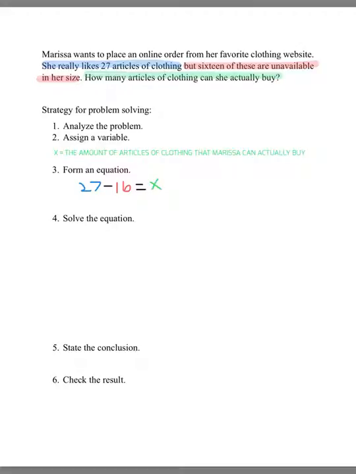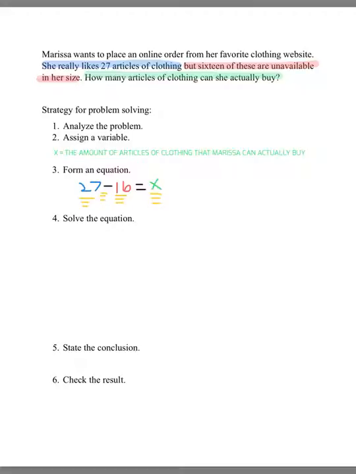So now let's talk about this in a real world scenario. Suppose you go to the store and you like 27 articles of clothing. However, 16 of those are unavailable in your size. So we're going to have to subtract 16 from the 27, because the new number of articles of clothing that you can actually buy decreased. So therefore, the number that you can actually buy is going to be our variable x. So this actually does make sense in a real life situation. So that's an indicator that our equation is the correct equation for this problem.